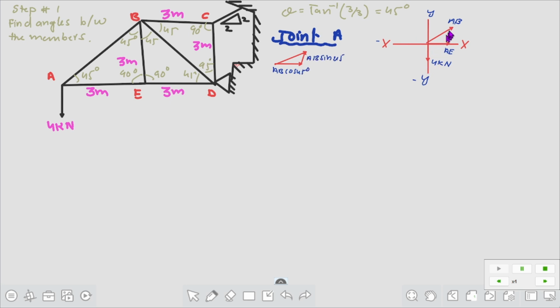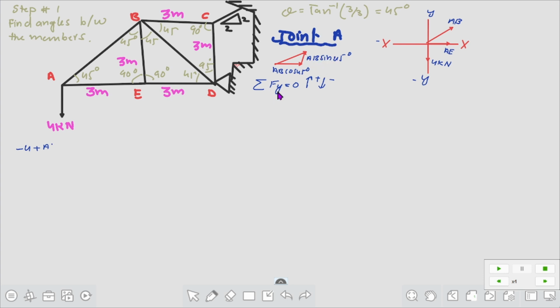I assume that the forces in all members are in tension. These members are in tension. This one is not purely along the horizontal or vertical axis, so I will resolve member AB into its horizontal and vertical components: AB cos 45 and AB sin 45 degrees.